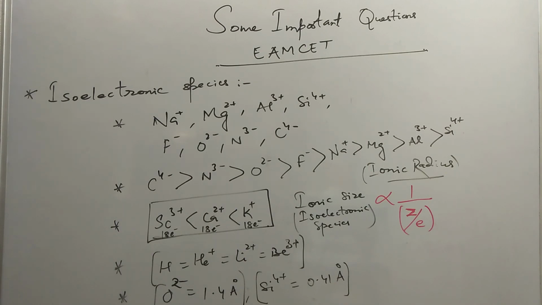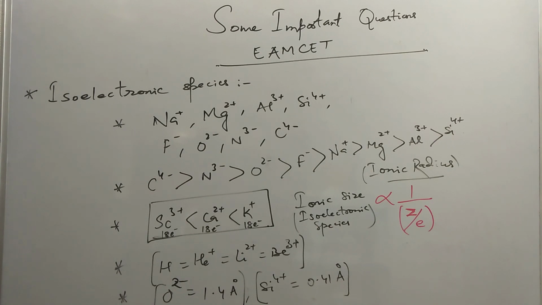Now coming to hydrogen, hydrogen has 1 electron. He plus: helium has 2 electrons, but 1 is missing, so He plus has 1 electron. Lithium has 3, so 2 electrons removed, that means it has 1 electron. Beryllium has 4, 3 removed, so it has 1 electron. So hydrogen, helium plus, lithium 2 plus and beryllium 3 plus all have 1 electron. They are called uni-electron systems or hydrogenic species.